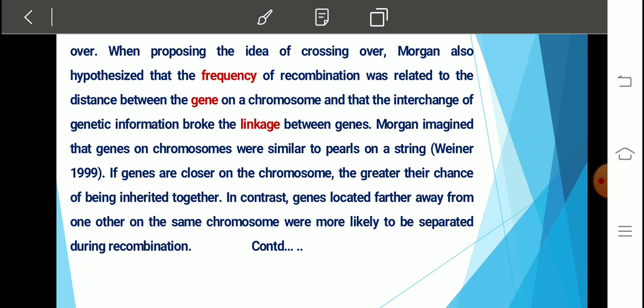If genes are closer on the chromosome, there is a greater chance of their being inherited together. In contrast, genes located farther away from one another on the same chromosome are more likely to be separated during recombination.